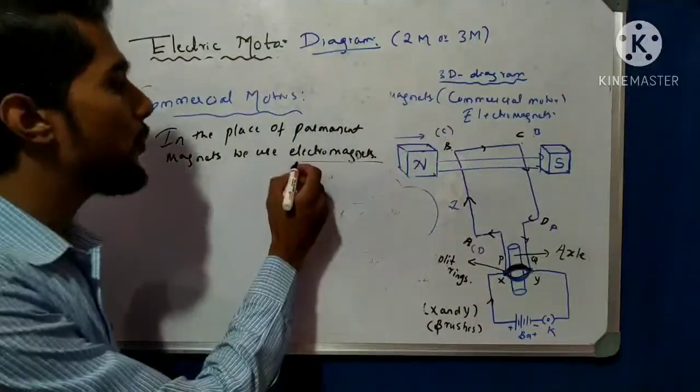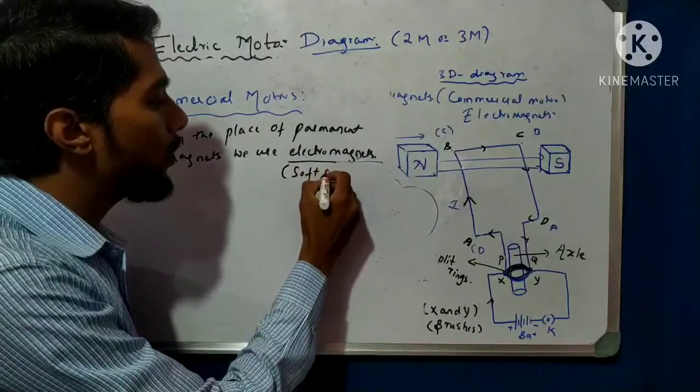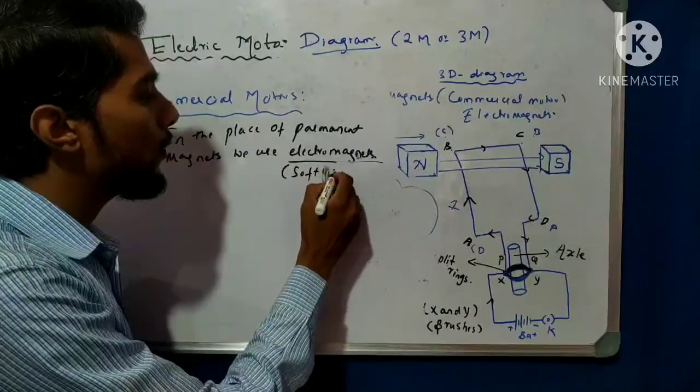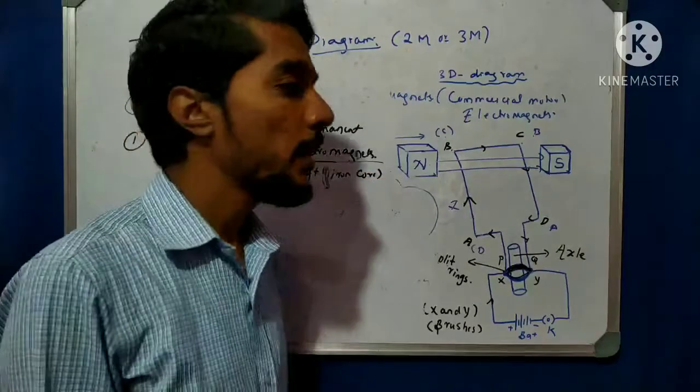It is made up of a soft iron core. That is very important. The electromagnet is used, the first point.